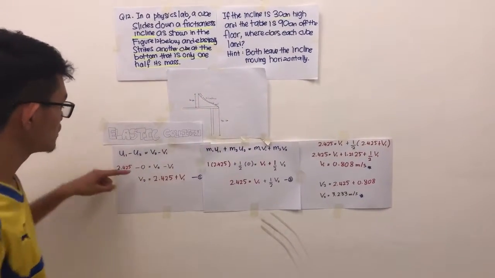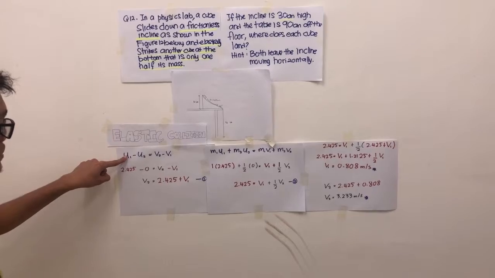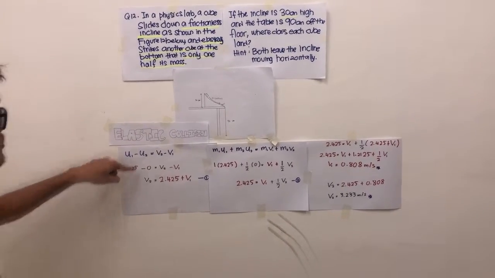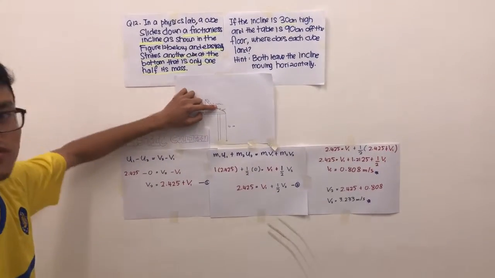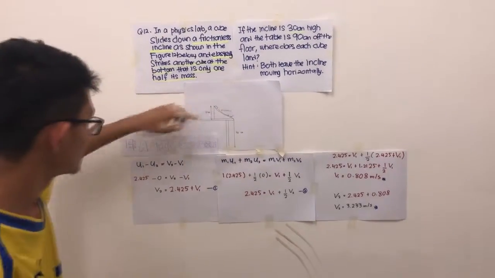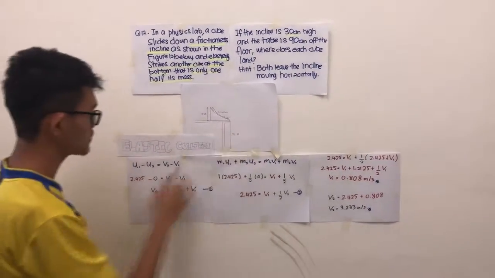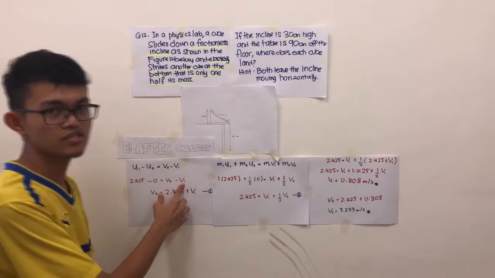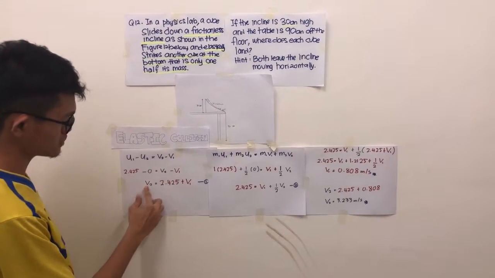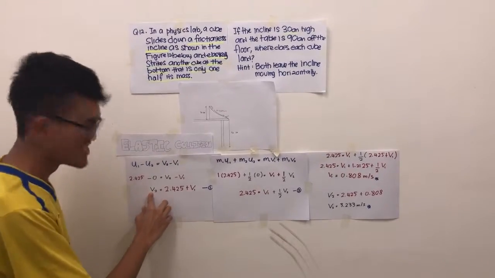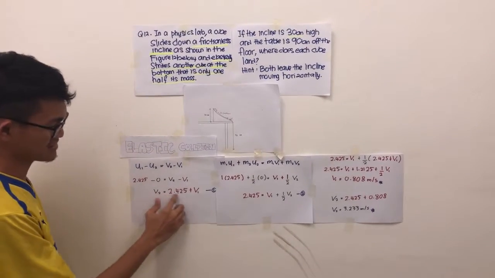The initial velocity of the first cube is 2.425, which we got from the previous equation. The initial velocity of the second cube is 0, because the second cube doesn't move at first. So we derive this equation: V2 equals 2.425 plus V1.